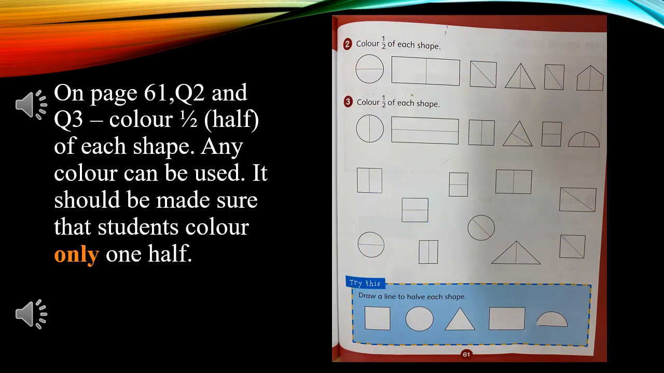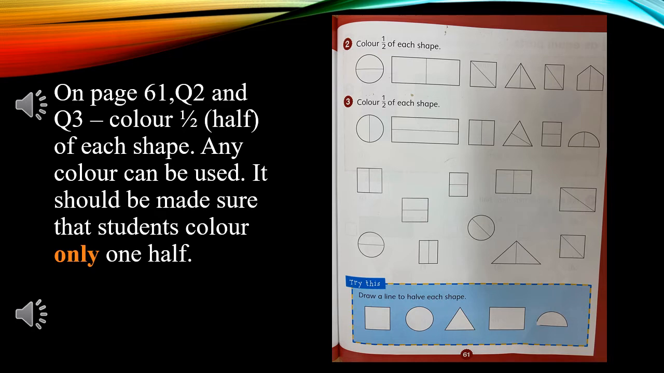Okay, time to get your colors out. On page 61, question 2, we have to color half of each shape. So, you can take any color that you like and color this half of the circle, half of the rectangle, half of the square, the triangle, the rectangle, the parallelogram. Go on. Good luck.